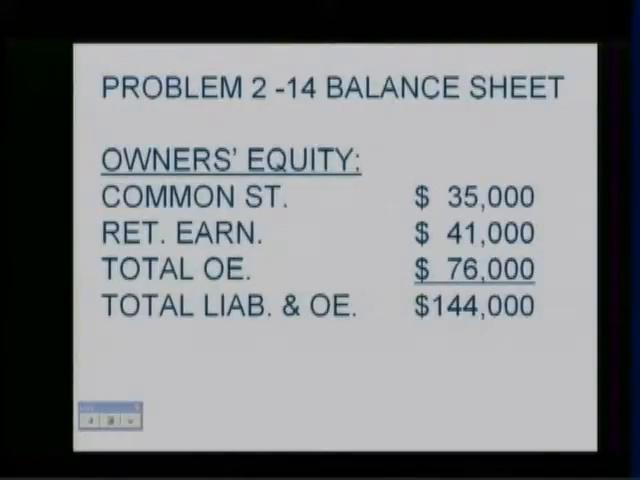So all you have to do is compute your owner's equity, and you know the total now is going to be $144,000. Your common stock is $35,000. Your retained earnings is $41,000. Sure enough, that's $76,000, so it totals up to $144,000. So that problem was a good review of going through and computing a balance sheet.